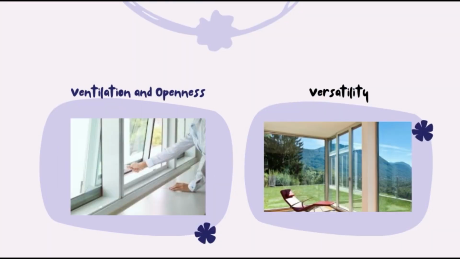So next, on the left, we have ventilation and openness. Glass structure like windows, sliding doors and curtain walls help connect the indoor and outdoor areas visually. This gives a more spacious feel and also improves airflow, especially when the panels can be opened.